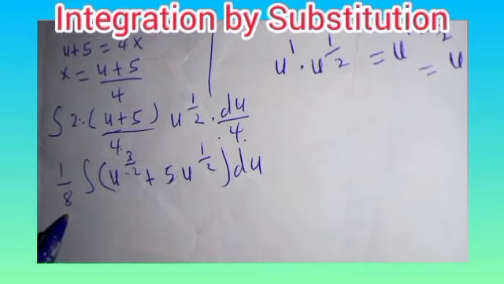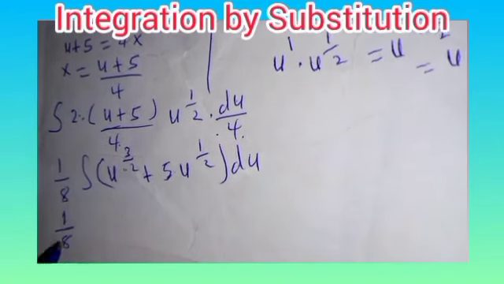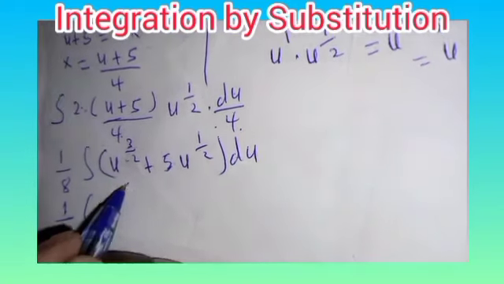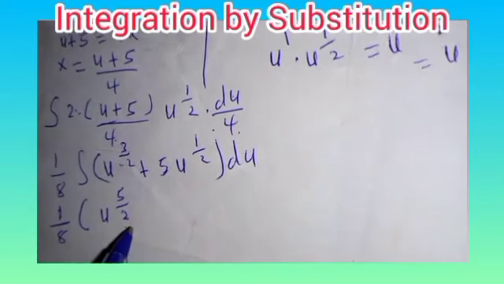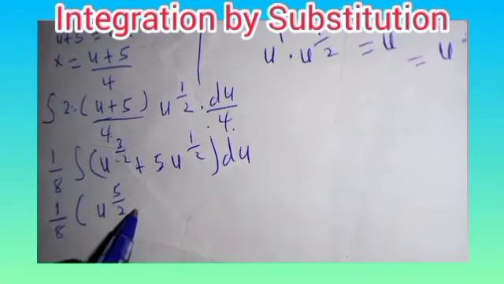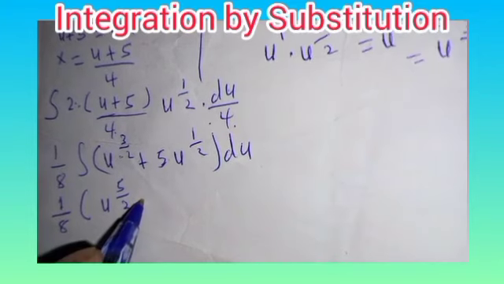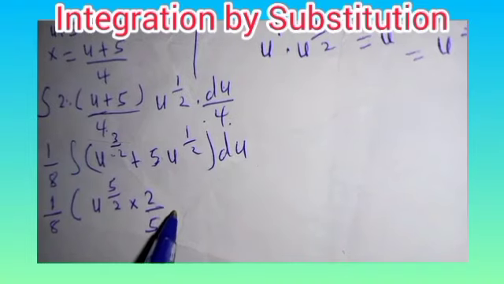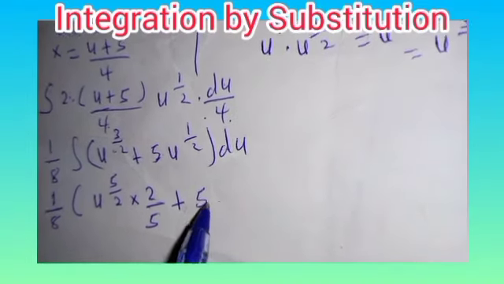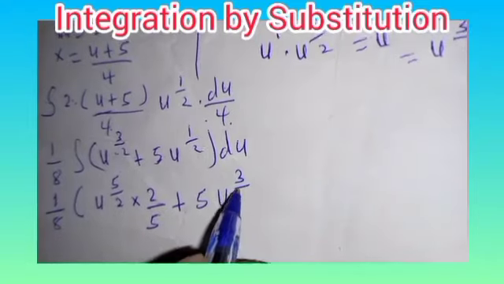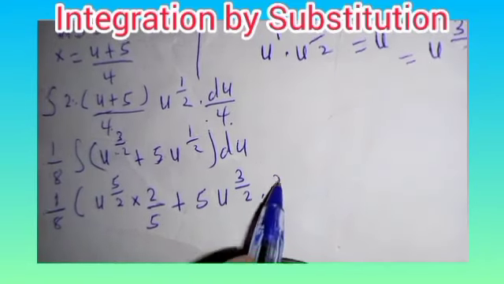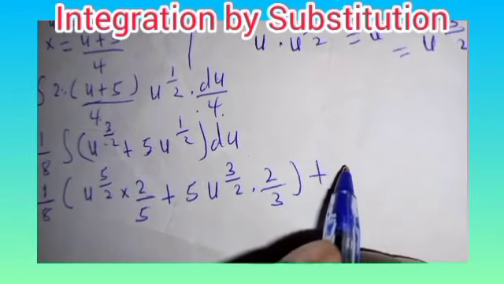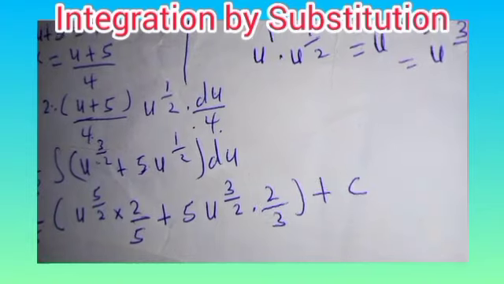So you are going to have 1 over 8. This one you are going to get u power 5 over 2 divided by 5 over 2. It is like multiplying by the reciprocal, which is 2 over 5, plus 5 u power 3 over 2 multiplied by the reciprocal, which is 2 over 3. Everything here plus a constant c.